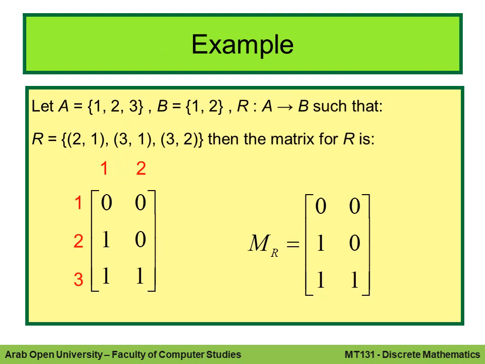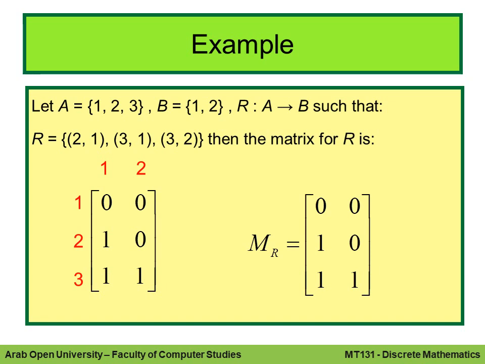Here's another example. The relation from the set A that has the numbers 1, 2, 3 to the set B which has the numbers 1, 2. Here is a relation now from A to B that includes the pairs (2, 1), (3, 1), and (3, 2). List the first set in the column: 1, 2, 3. List the second set in a row above the matrix: 1, 2.